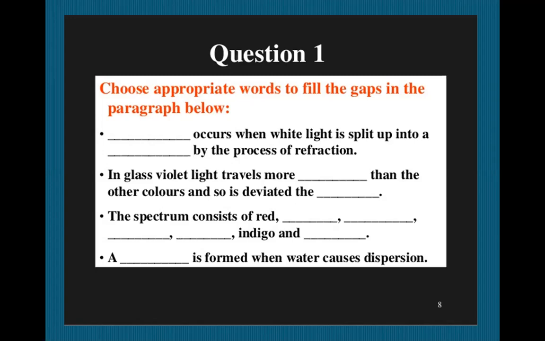The spectrum consists of red. Now here you have to write all the colors of the rainbow: red, orange, yellow, green, blue, indigo, and violet. A spectrum is formed when water causes dispersion.